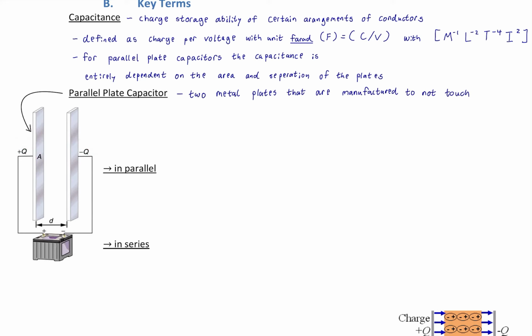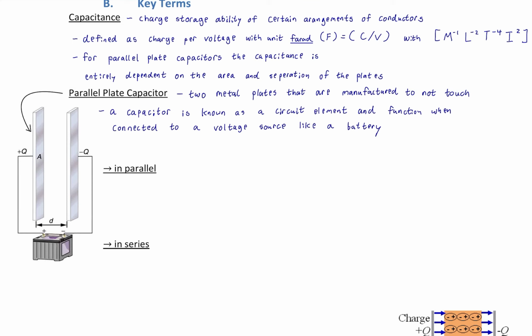Okay. So two metal plates that are manufactured to not touch. That's the idea. There has to be a gap between them, okay? So a capacitor is known as a circuit element, okay? That's something we'll get into much more in later lectures, so don't worry about it too much for now. And they function when connected to a voltage source like a battery, okay?